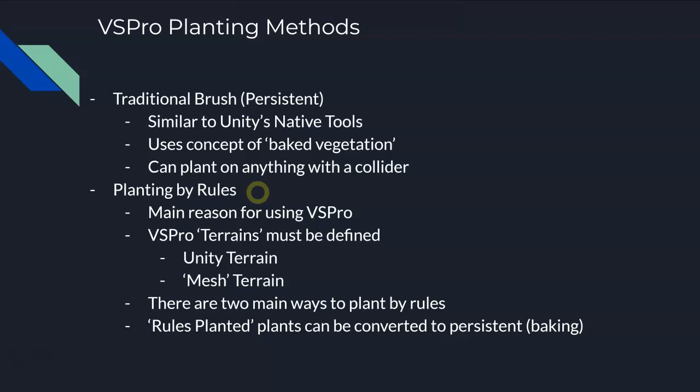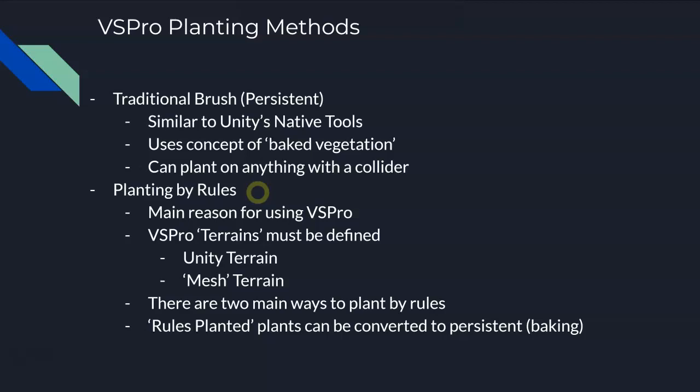One is called, if you want to call it, persistent brush. Some people call it persistence, traditional brush, some people call it manual planting, but it's very similar to the Unity native planting tools, which is you move your mouse around, you click, and you plant, okay? So that's pretty straightforward. It uses a concept of what we call baked vegetation, and I'm going to explain the difference between that in another slide, but just know that anything we call persistent is also what we call baked.